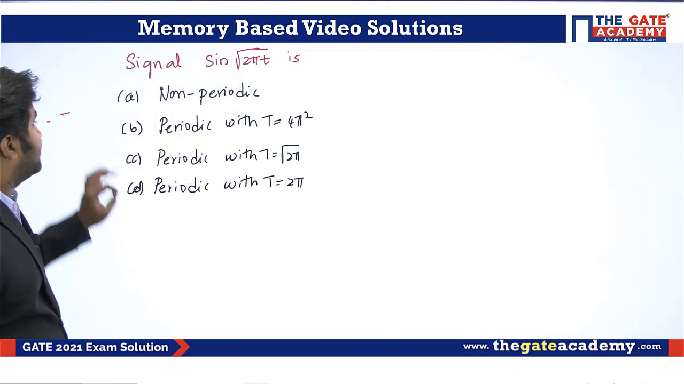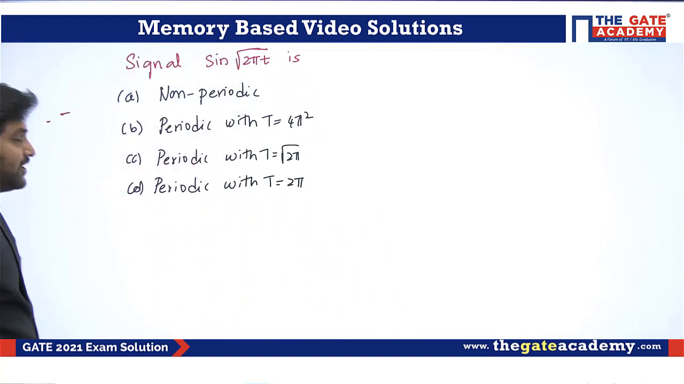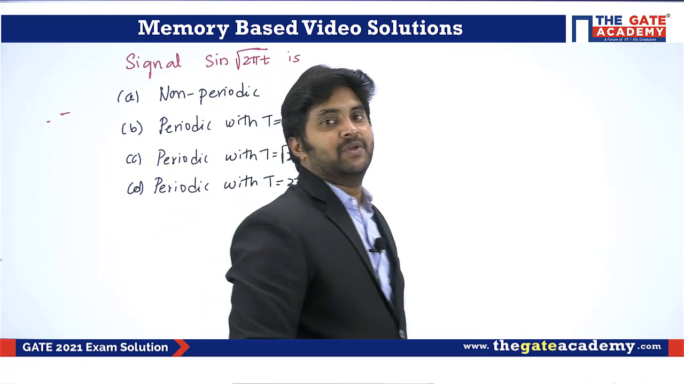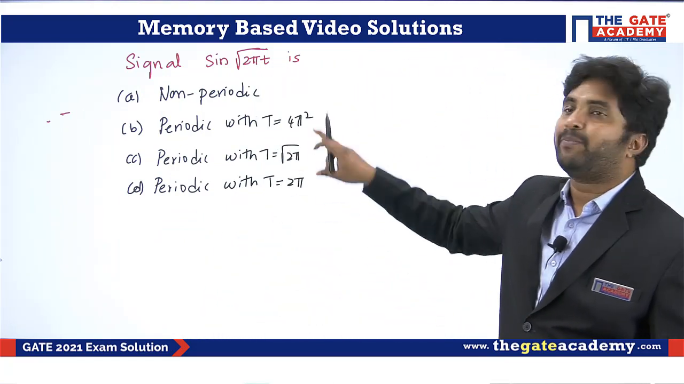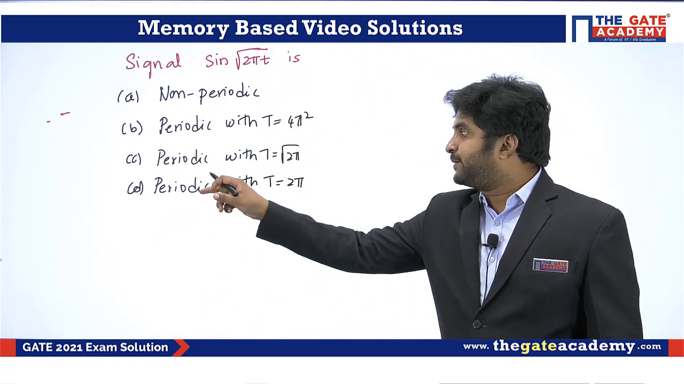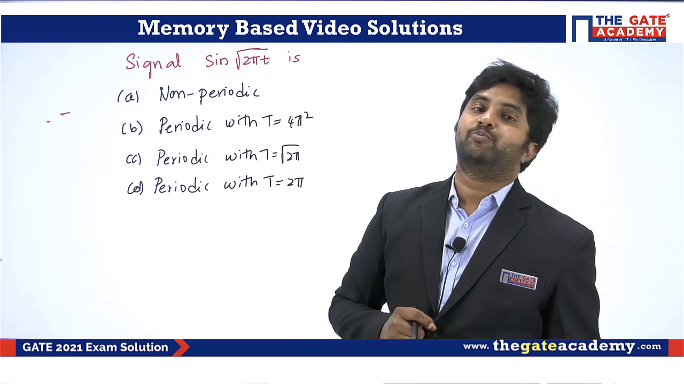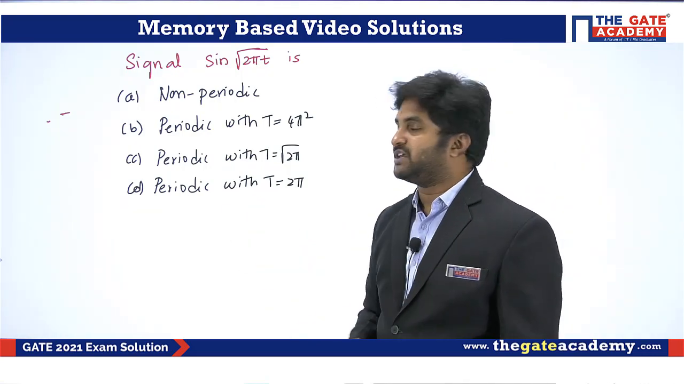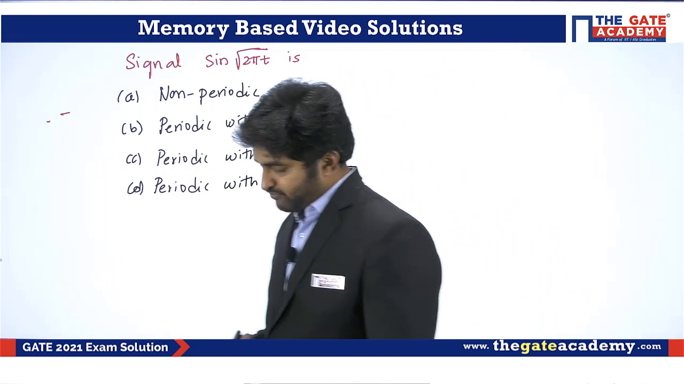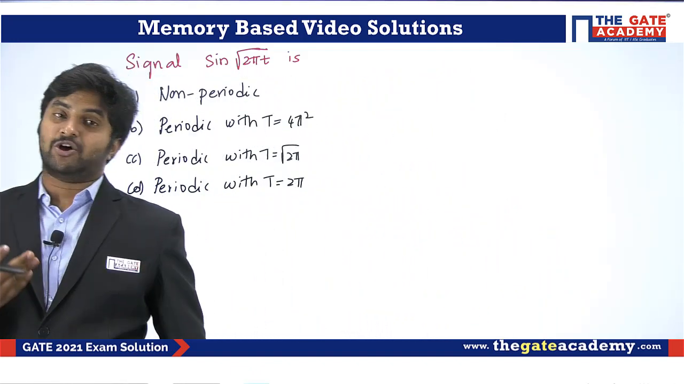So here the question is: option A, it is non-periodic. Option B, it is periodic with a period of 4 pi square. Third option, periodic with a period of root of 2 pi, and the last one is periodic with T equal to 2 pi. Right?